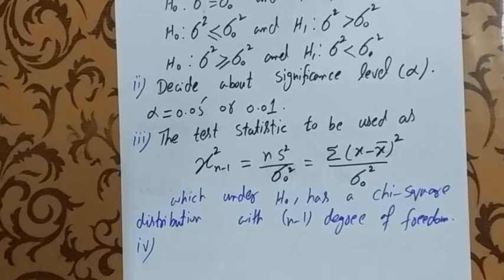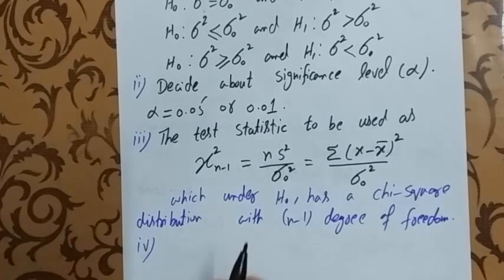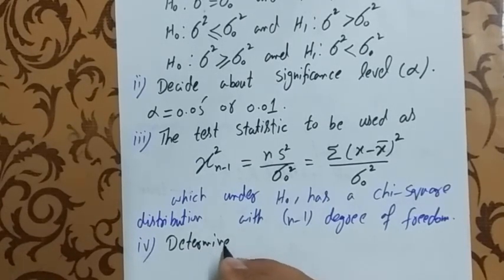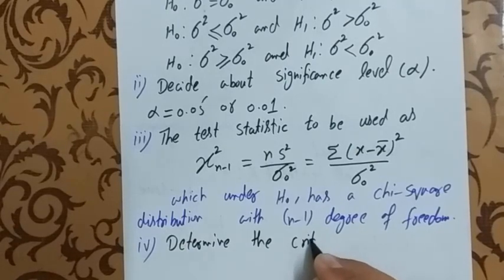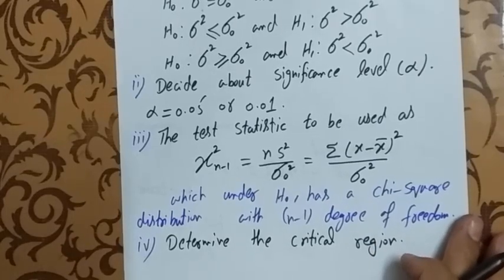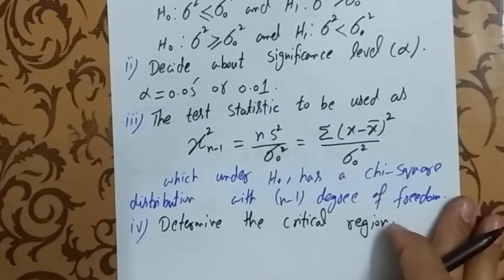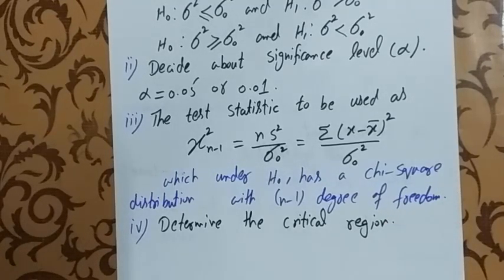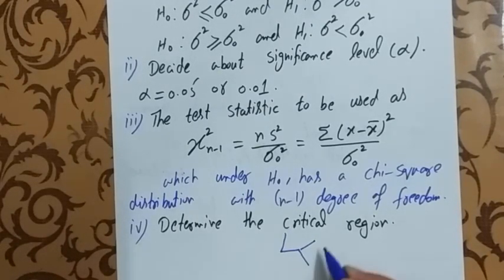The fourth step is to determine the critical region. You know the critical region depends on alpha and the alternative hypothesis H1.